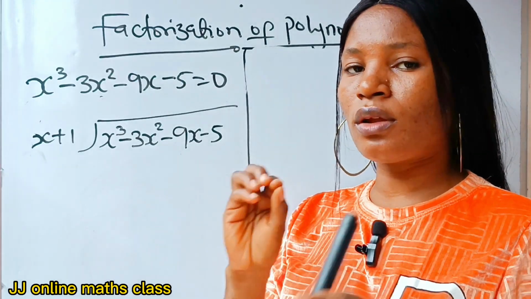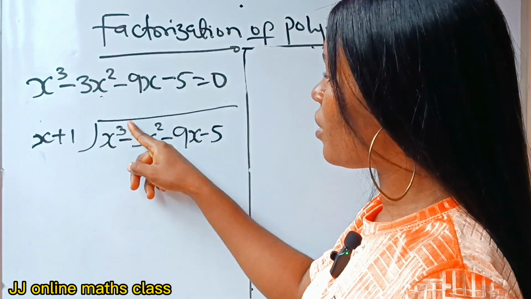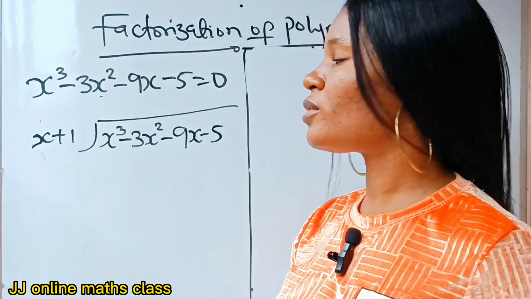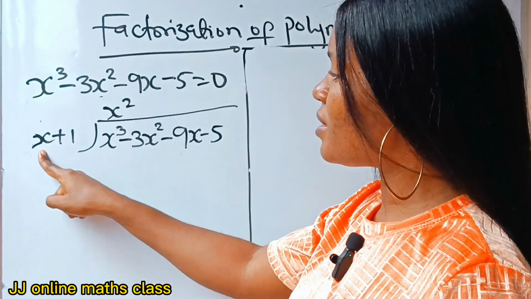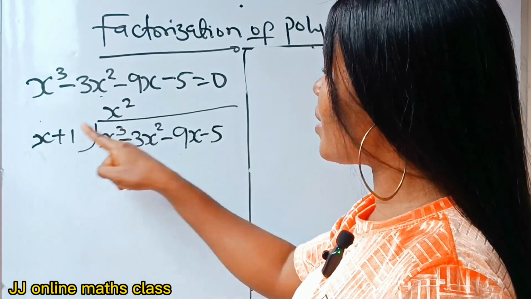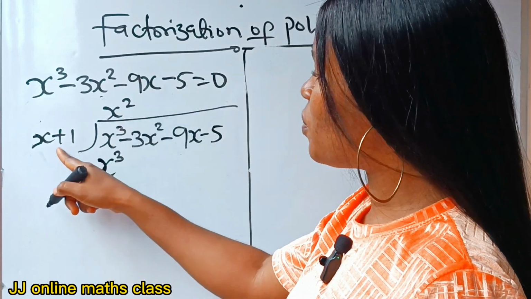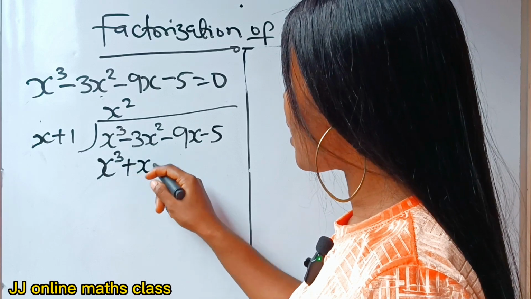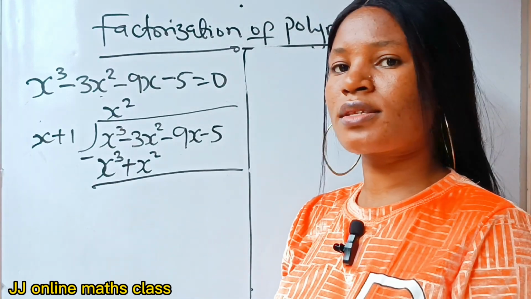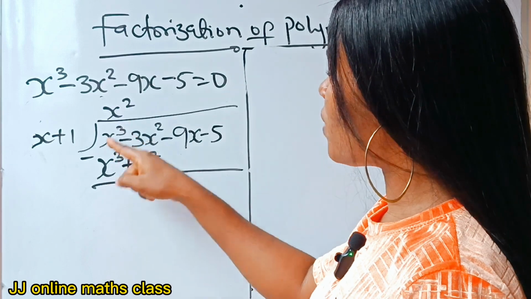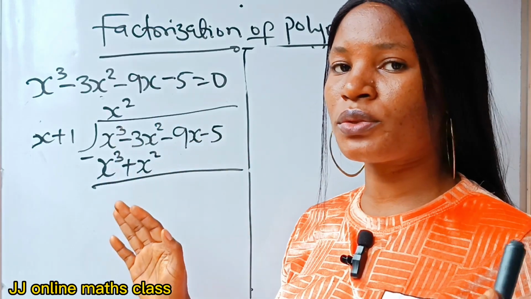This is how you do the long division. When x divides x to the power of 3, what will you get? x squared, right? So you have x squared here. You are going to use this x squared to multiply this and this. So x squared times x will give us x to the power of 3, and x squared times plus 1 will give us plus x squared. Then we are going to subtract. Now, x to the power of 3 minus x to the power of 3 is 0. So x to the power of 3 is out of the equation.